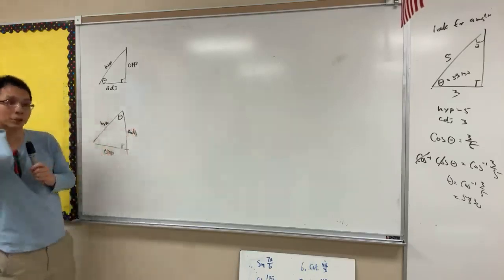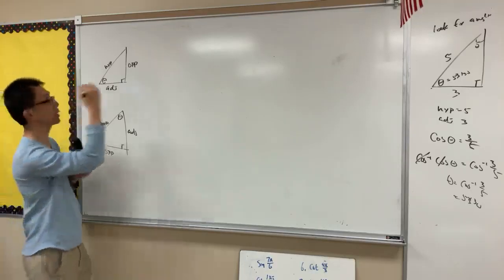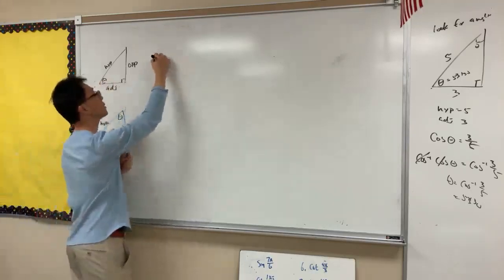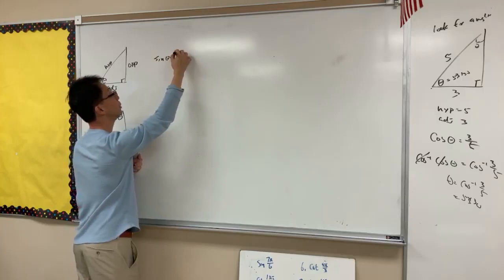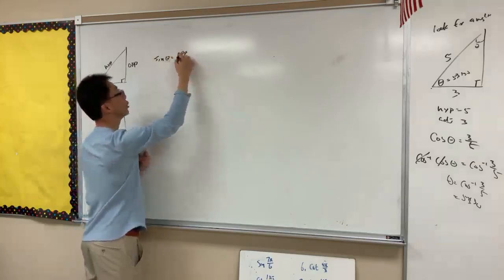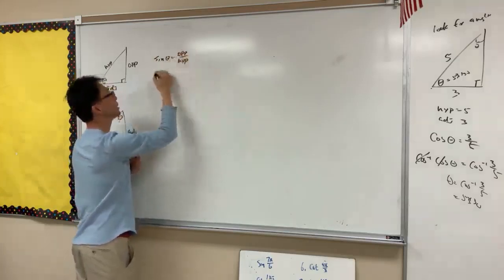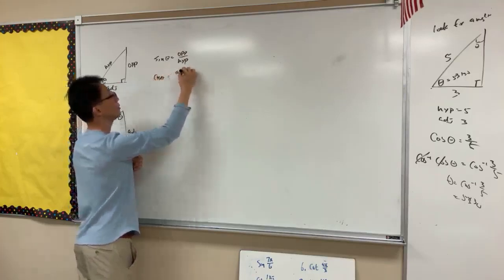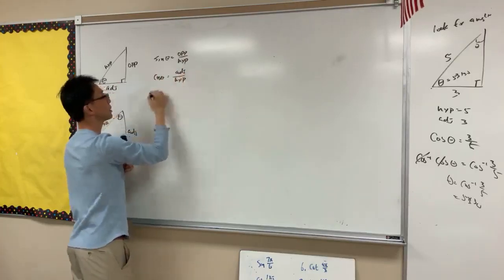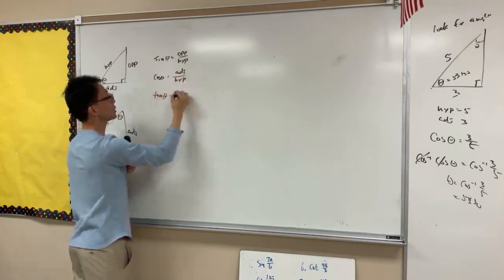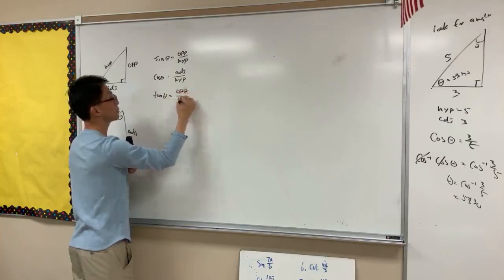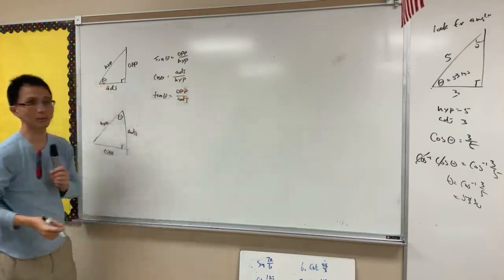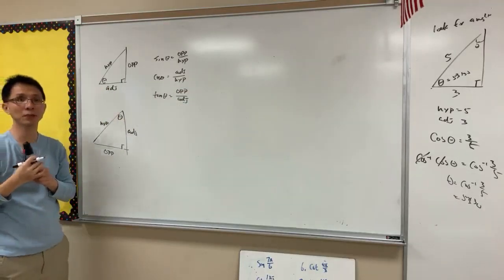So that you can use all the trig identity. That's why those trig identity comes in place. Sine of theta is equal to opposite over hypotenuse. And you got cosine of theta is equal to adjacent over hypotenuse. And you got tangent of theta is equal to opposite over adjacent. So you got those three trig ratio that we can use.